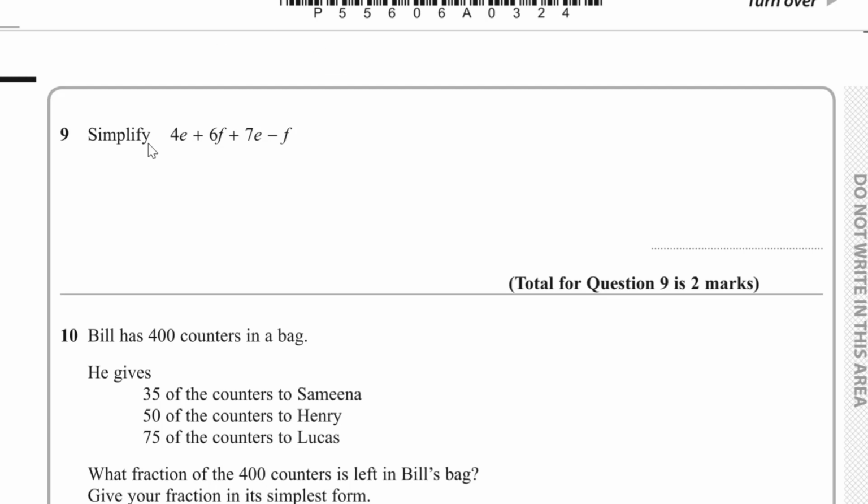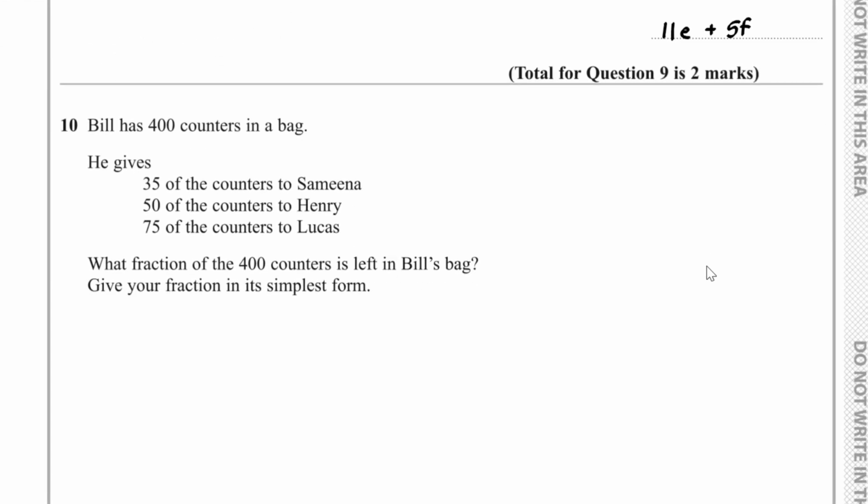Question number 9. We have to simplify 4e plus 6f plus 7e minus f. Well, 4e plus 7e, if we collect like terms, that will be 11e. 6f minus 1f, that will be 5f. So we have 11e plus 5f.